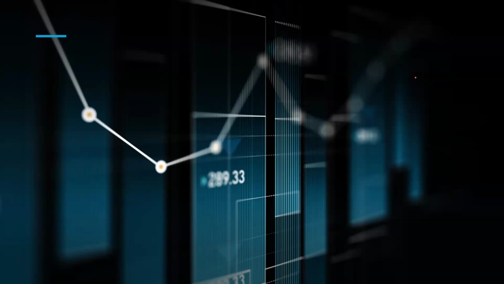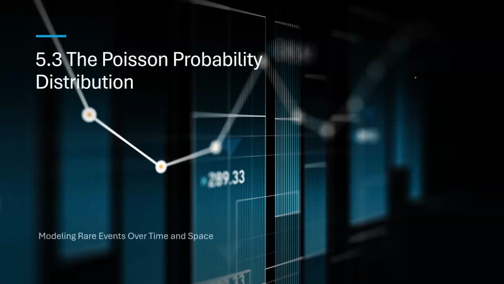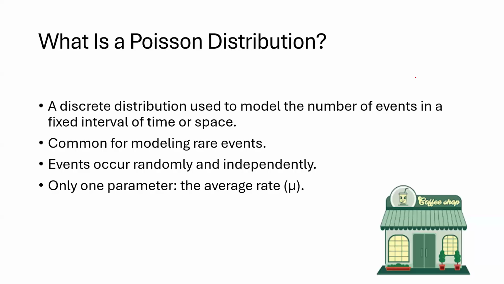Welcome to section 5.3, Poisson probability distribution. In this lesson, we'll focus on modeling rare events, things that don't happen very often, but can be counted over fixed intervals of time or space. The Poisson distribution helps us answer questions like, how many customers might show up in an hour? It's especially useful in fields like operations, logistics, and insurance.